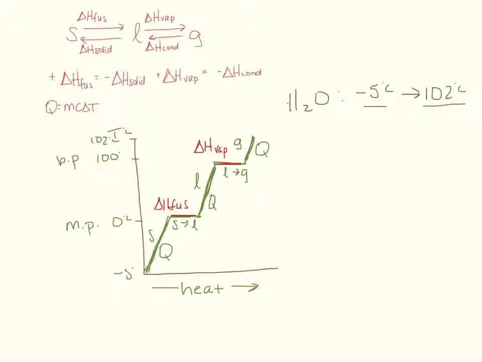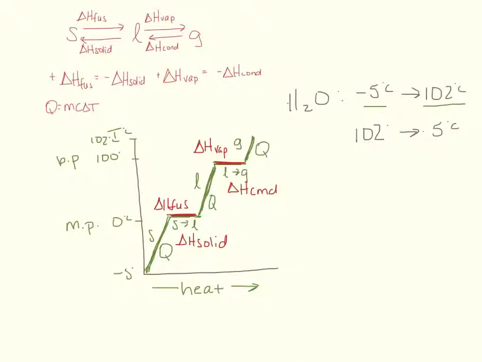If I was coming back down, so if I started at 102 and went to -5 degrees Celsius, instead of using delta H vap at this phase change between my liquid and gas, since I'm now going from gas to liquid, I would use my delta H condensation, which if I wasn't given my delta H condensation, I would just put a negative on the value that I was given for delta H vap. And then as I continue to come back down, I'm going to use my delta H solidification as I go from a liquid to a solid.